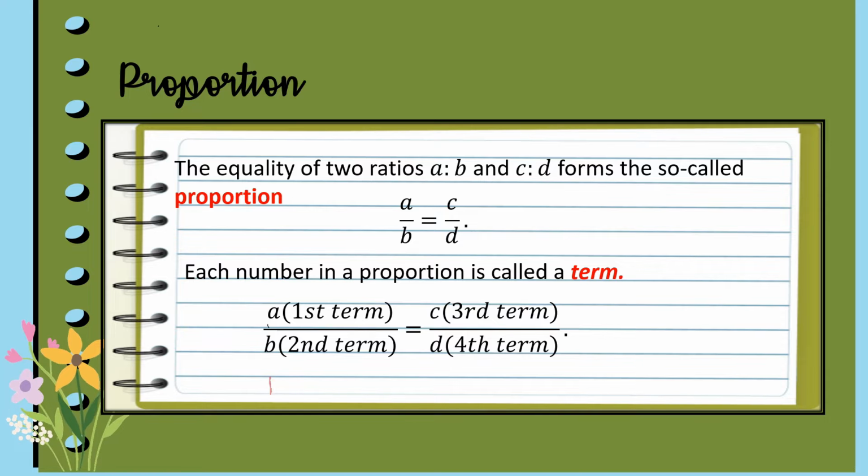We call the second term and the third term, B and C, the means. And the first and fourth terms are what we call the extremes. So we have the means, B and C, and the extremes, A and D.